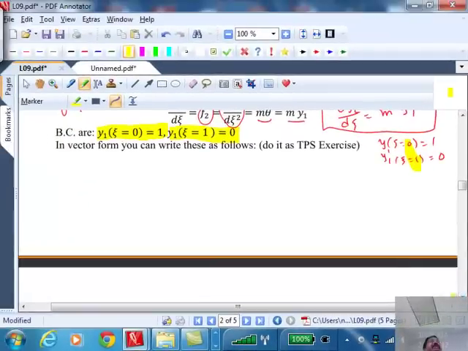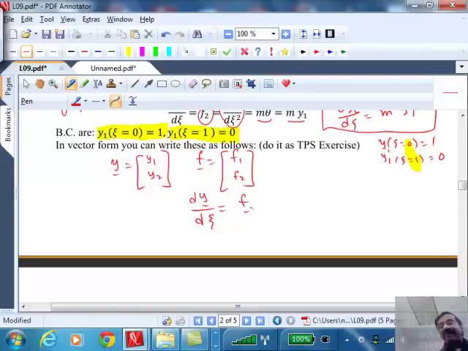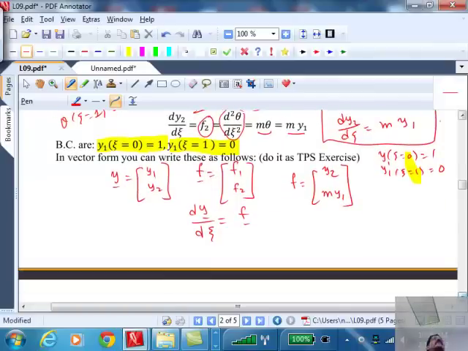Can you write that in vector form? Of course you can. I define a vector y consisting of these two elements, y1 and y2. I define a function vector consisting of these two functions, f1 and f2. Then I can write the problem as dy/dψ equal to f. So what is f? f is going to be equal to y2 and m times y1. And that's it. So the problem is now ready.